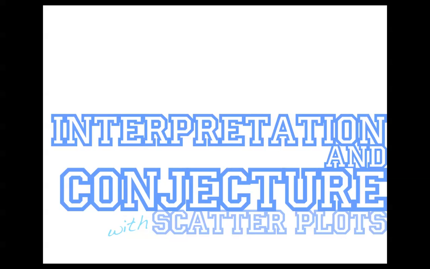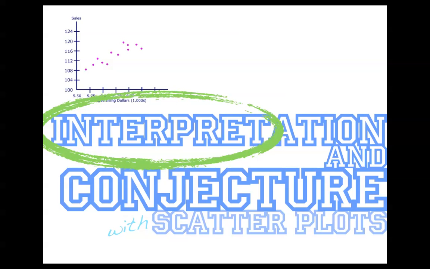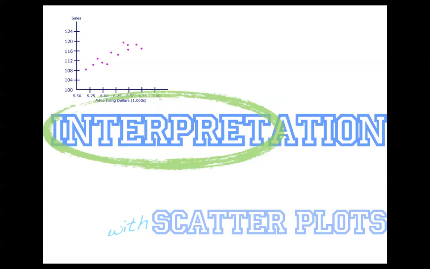You could say that what we're talking about today is interpretation and conjecture with scatter plots. So what we're going to do is take a scatter plot and interpret it, and we're going to make conjectures about it. Let's start with interpretation.